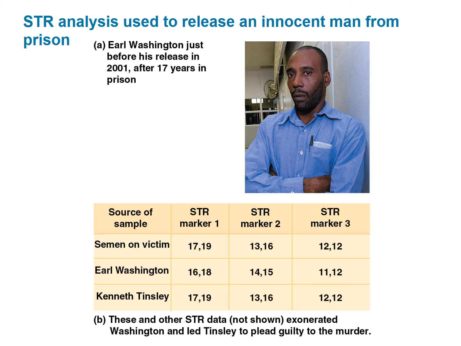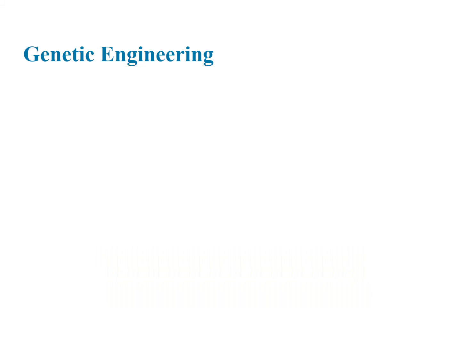And this is how these markers are used to determine paternity and to identify an individual that may have committed a crime, and then identify individuals that may have been victims of mass disasters. Let's look at genetic engineering.